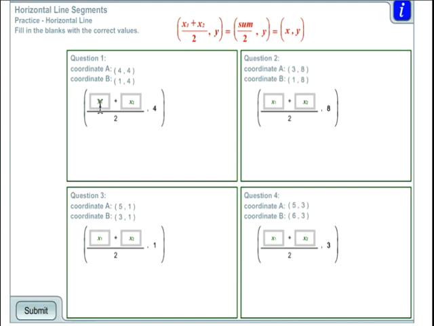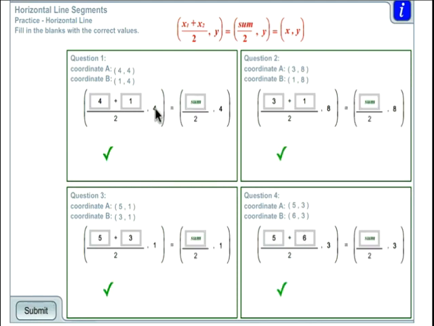So let's practice. Here x1 is 4, x2 is 1. x1 is 3, x2 is 1. x1 is 5, x2 is 3. x1 is 5, x2 is 6.